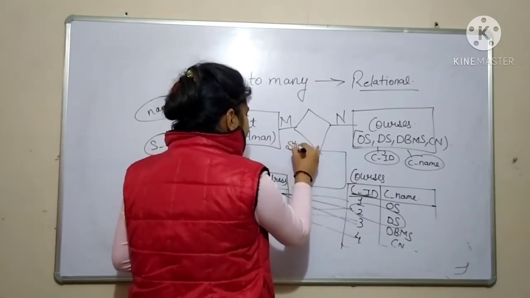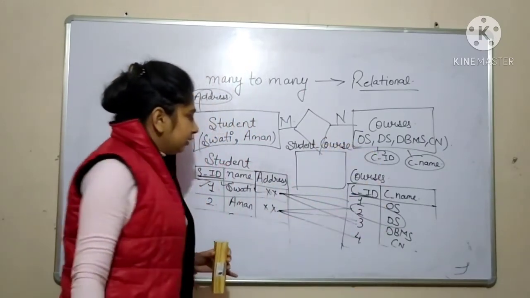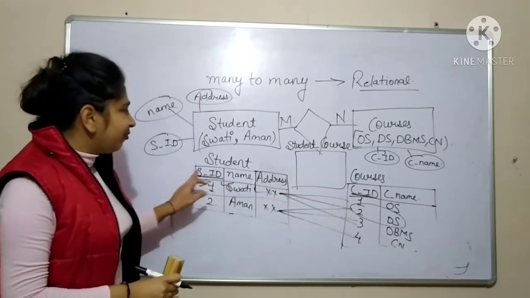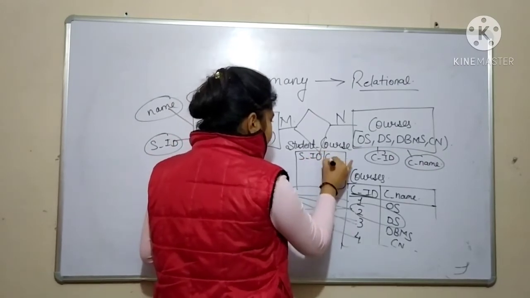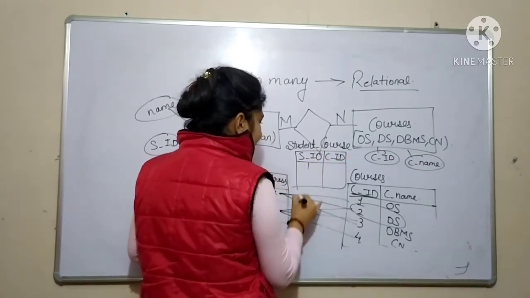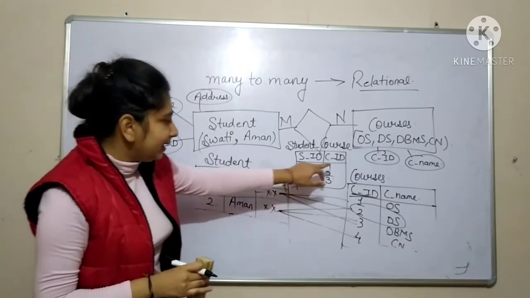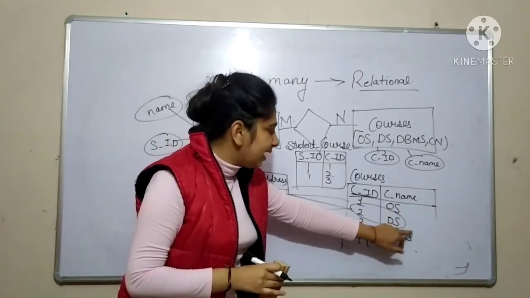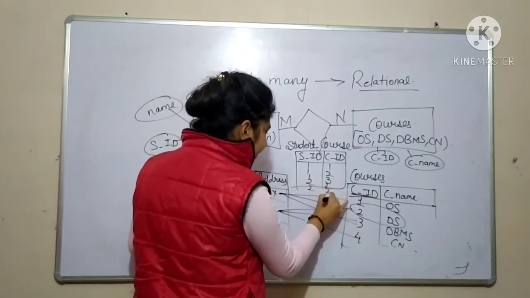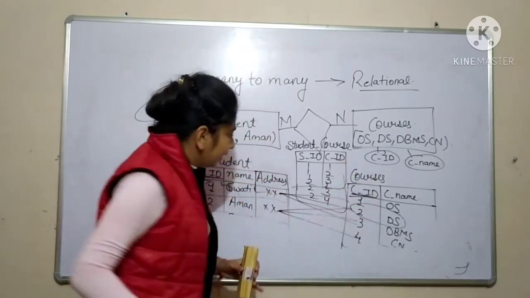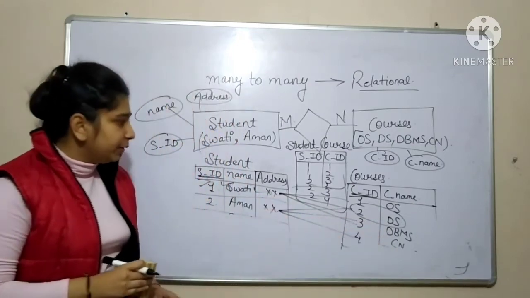We will be making student and course. So, take the key attributes of both the tables in this table. Student ID, course ID. Okay. 1, 1, 1, 2, 1, 3. So, your student ID 1, Swati, is studying these 3 subjects: operating system, data structure and DBMS. Now 2, 2, 2, 3, 2, 4. This way. Okay. So your student ID 2, Aman, is studying data structure, DBMS and computer networking.